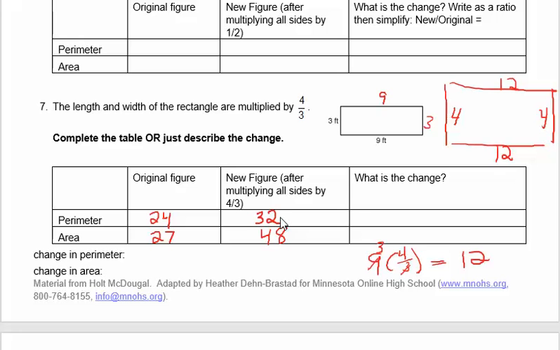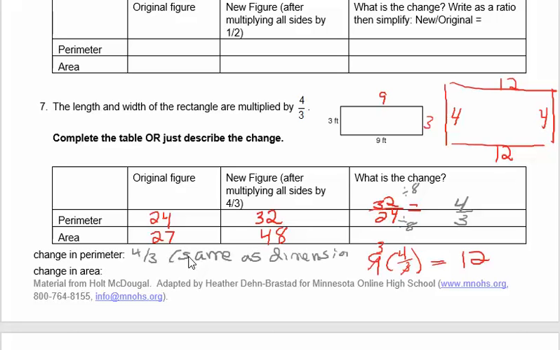Now to find the change, you take the new over the old, you write a ratio. So the perimeter changed by 32 over 24, and now simplify this. 32 and 24 are both divisible by 8. I can divide both of them by 8. 32 divided by 8 is 4. 24 divided by 8 is 3. The perimeter changed by the same amount that the dimensions changed.